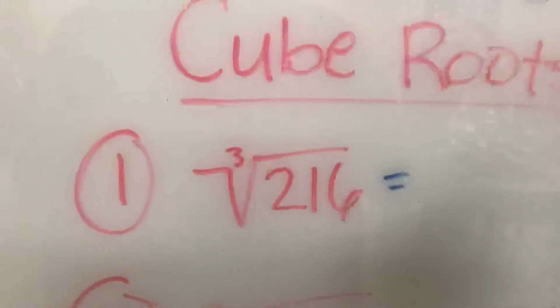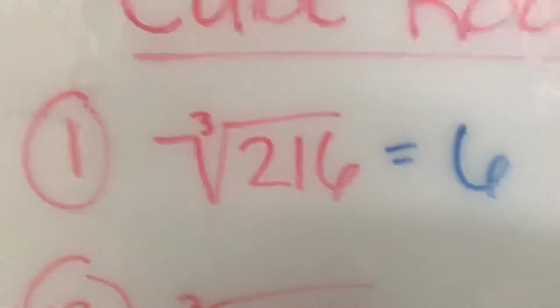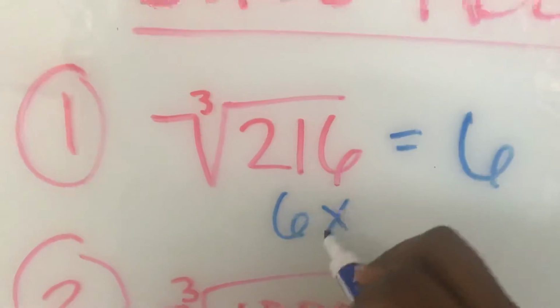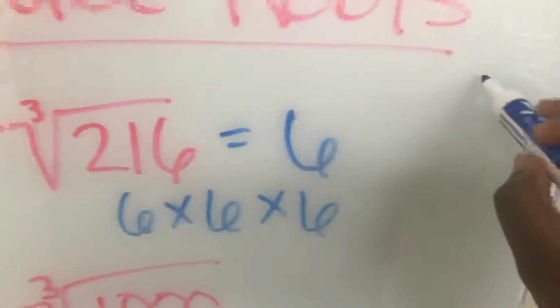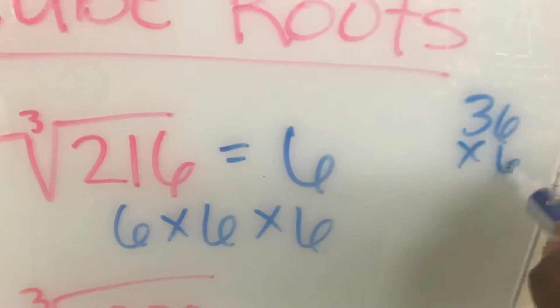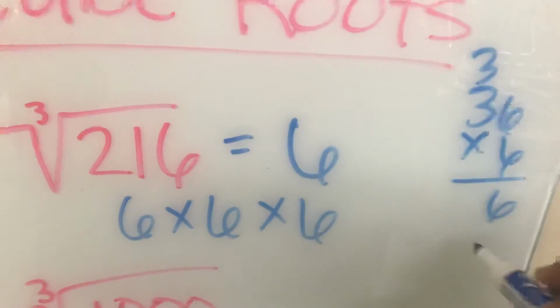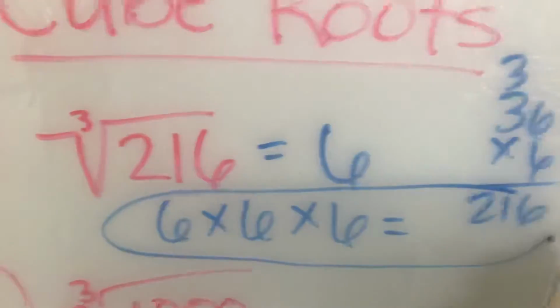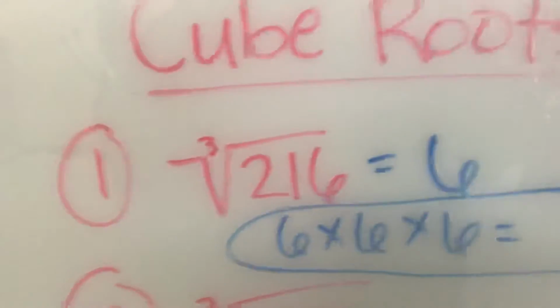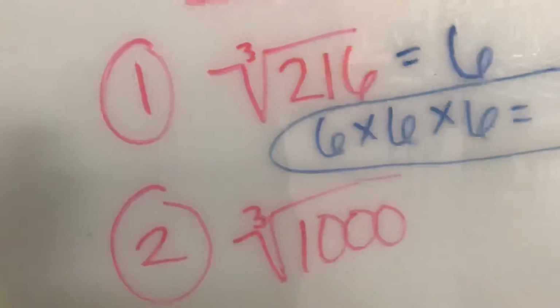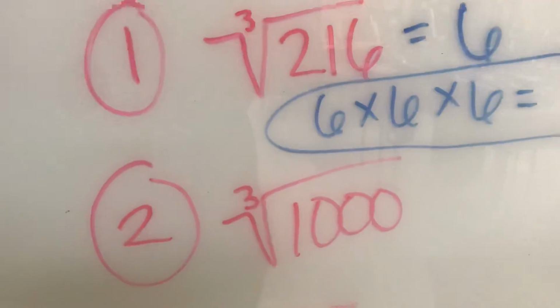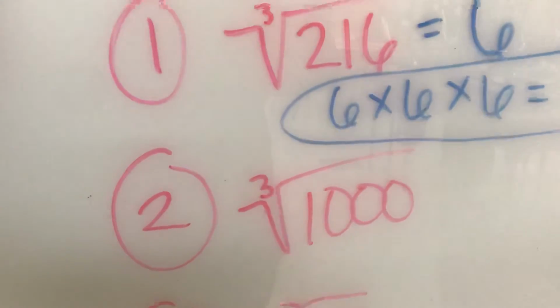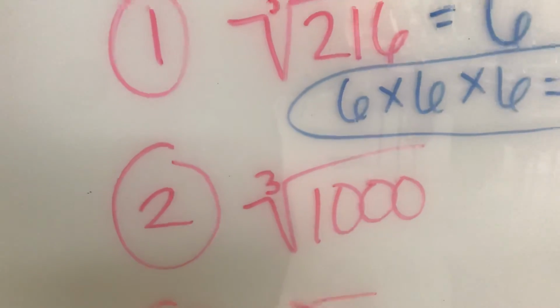Okay, so what you should have got was 6. And that's because 6 times 6 equals 36. And if we multiply that 36 times 6 again, it's going to equal 216. Okay. All right, I'll give you a few minutes to figure out, well, what number times itself 3 times is going to equal 1,000.